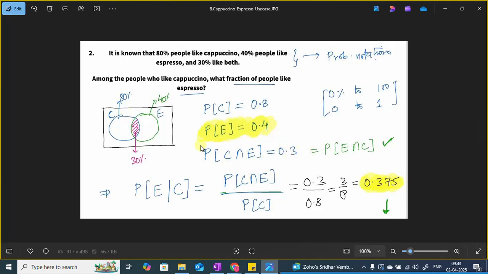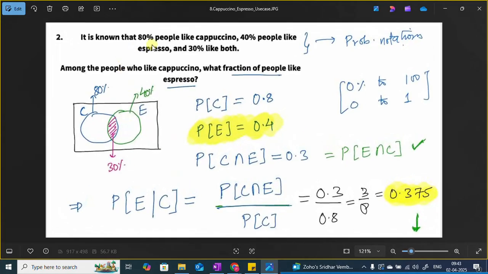That's very simple. Now see, it is telling us 80% of people like cappuccino. So I've taken cappuccino C as 80%, and written it here. Fantastic.